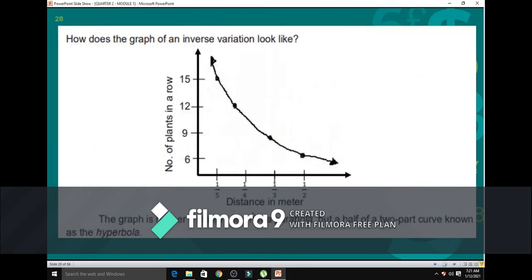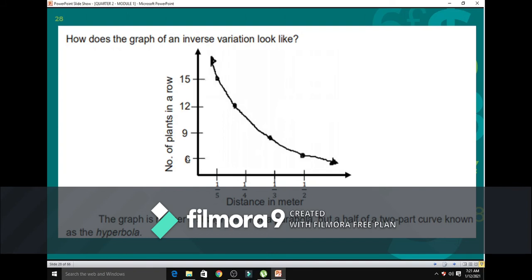So, kapag naman ginraph natin yung given dun sa table, ito po yung lalabas na graph. So, yung baba, yun yung distance in meter. Yung nasa y-axis naman ay number of plants in a row. So, if you're going to graph that, it will look like this. So, the graph is neither a straight line nor a parabola.